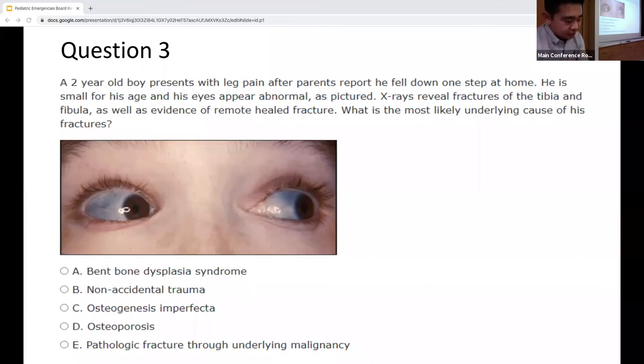So for those that didn't hear, Dr. Willis did say that Legg-Calvé-Perthes is going to be a younger child on the boards, and SCFE is going to be an obese early adolescent or teenager. So the age can really clue you in. All right. Here's the next question.